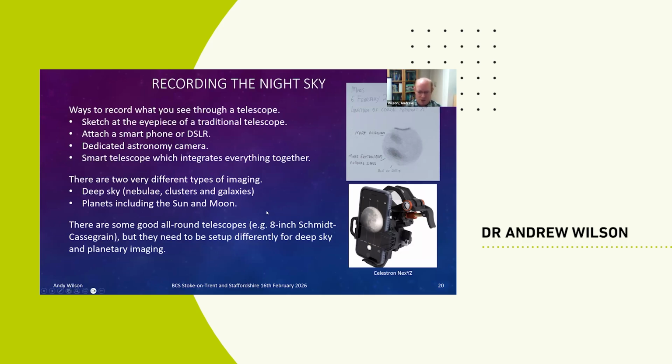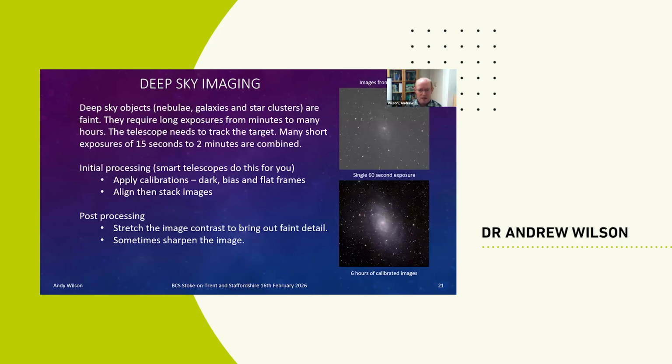As I was mentioning with what you might see with smart telescopes, deep sky objects versus planets, there's also two different types of imaging and how they are done. And although you can get some good all-round telescopes, like for example, what's termed an 8-inch Schmidt-Cassegrain, which is a fairly sizable telescope, for actually doing deep sky and planetary imaging, they need to be set up differently. So if I start with deep sky imaging, this is where you image nebulae, galaxies and clusters. These objects are faint, so they need long exposures, typically an absolute minimum of a few minutes, but more typically several hours. And so to observe them, the telescope needs to track the target well.